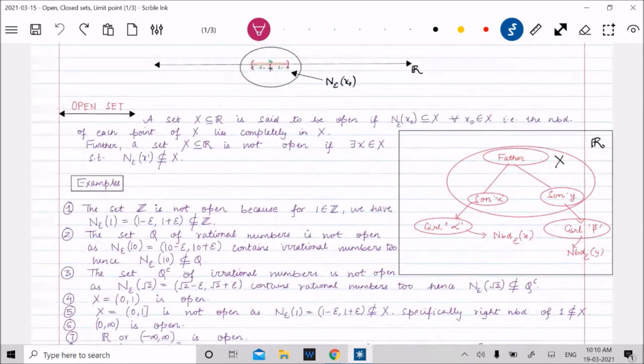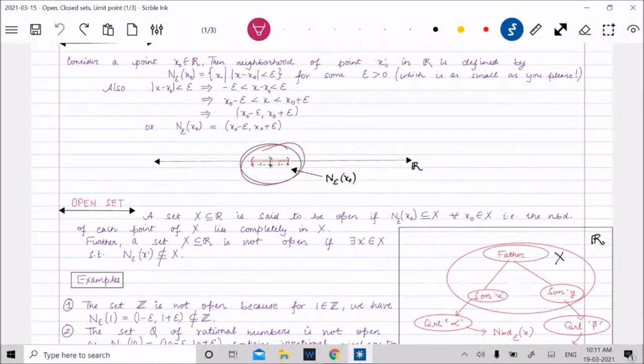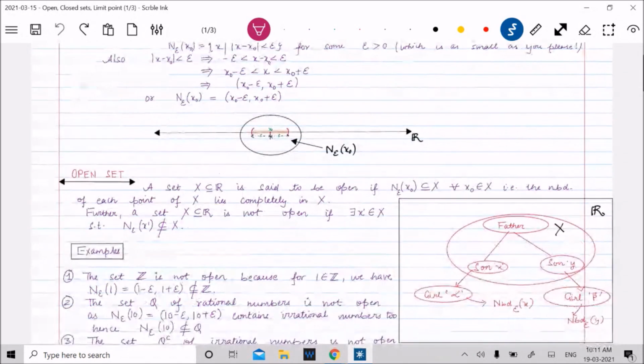Okay. Now, here are some examples which will help you to understand why some sets are open and some are not open. Like you see the example of the set of integers. It is not open because if you pick any integer, suppose you pick 1, and just draw the neighborhood. Neighborhood is something like this, a small band of width 2 epsilon, right? You have to draw a small band around 1 like this, a small band of radius epsilon.